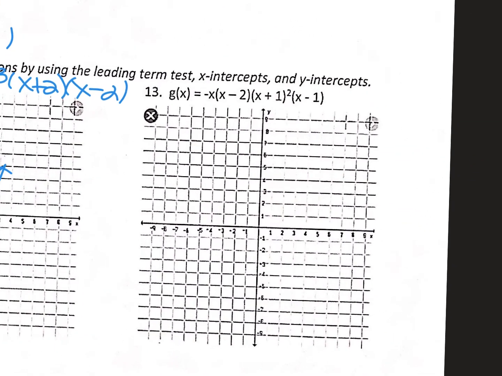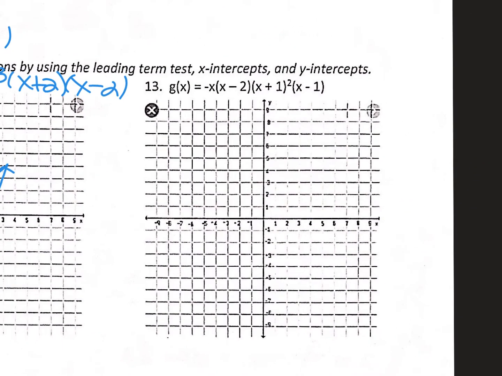Number 13 is already factored for you, which should make it a little bit easier. I'm going to have a 0 at 0 because of the x outside. I'm going to have a positive 2, a negative 1, and a positive 1. That all came from what makes each one of those factors 0.